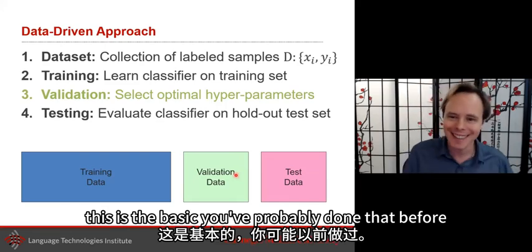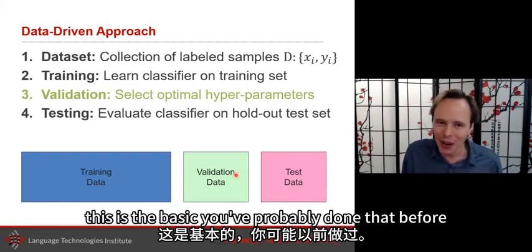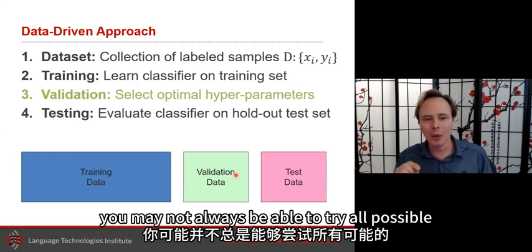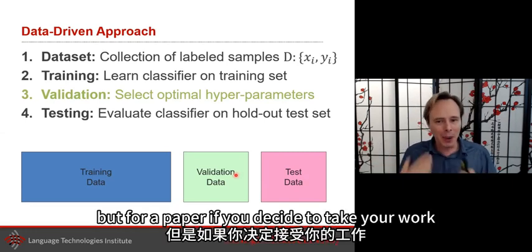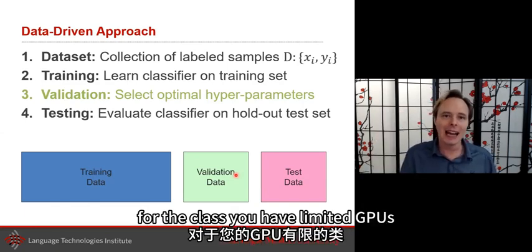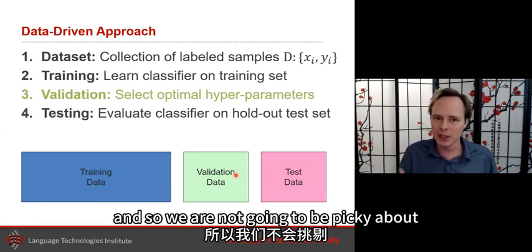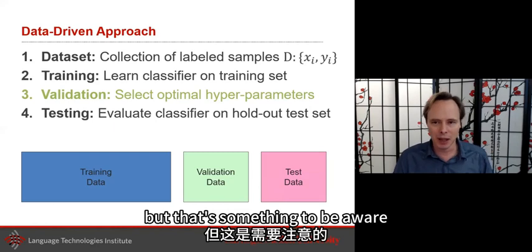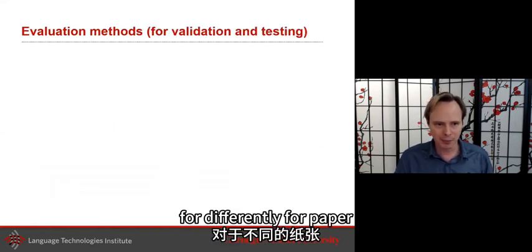This is the basic. You've probably done that before. I will say for this class, you may not always be able to try all possible hyperparameters, but for a paper, if you decide to take your work and submit to a conference, I highly suggest to go and take the time to do all this. For the class, you have limited GPUs, and so we are not going to be picky about the hyperparameters as much, but that's something to be aware for, definitely for a paper.